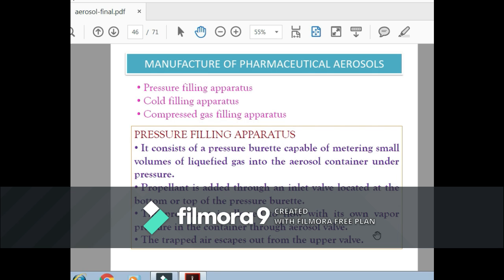Now the manufacturing of the pharmaceutical aerosols. When we have prepared your product mixture or the active ingredient we have selected, suppose we have selected the related other ingredients like your solvent, another material like antioxidant, and your propellant. Then after that we have to add it into your container. Now addition of all the ingredients inside the container is the main procedure.